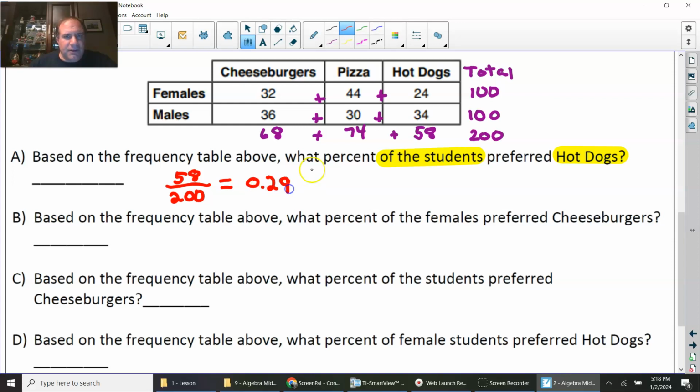0.29. What percent? I'm going to put an arrow. 29%. Remember, move the decimal over 2 places to the right to make a decimal a percent.